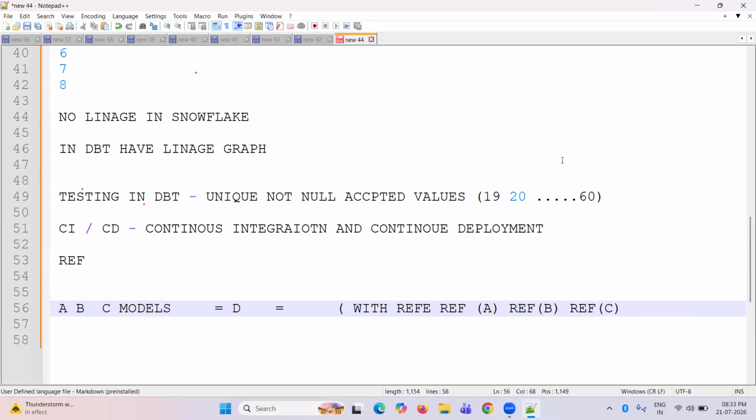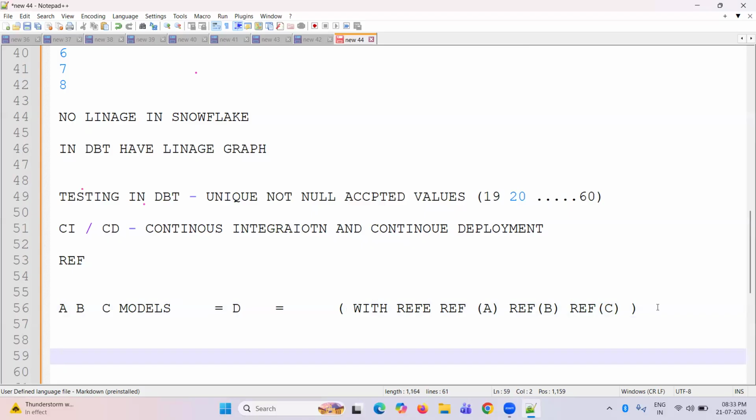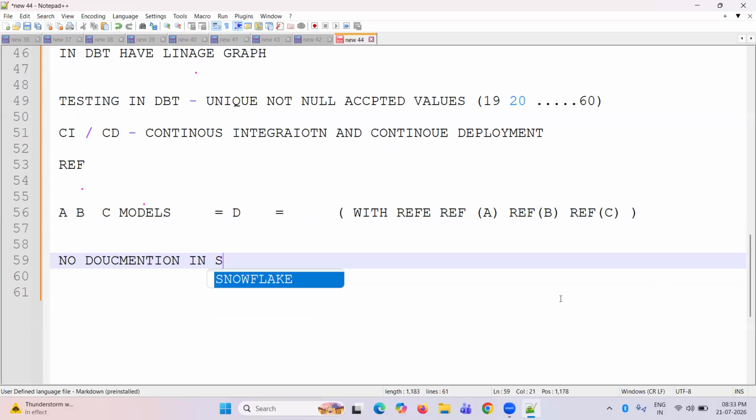It means I'm taking references of these A, B, C models. I'm writing the D model. That is a reference. And the DAG is a dependency graph that we'll discuss in the class. It automatically builds a dependency graph. Directed acyclic graph, we can call it. Like that. And the next point is no documentation in Snowflake.